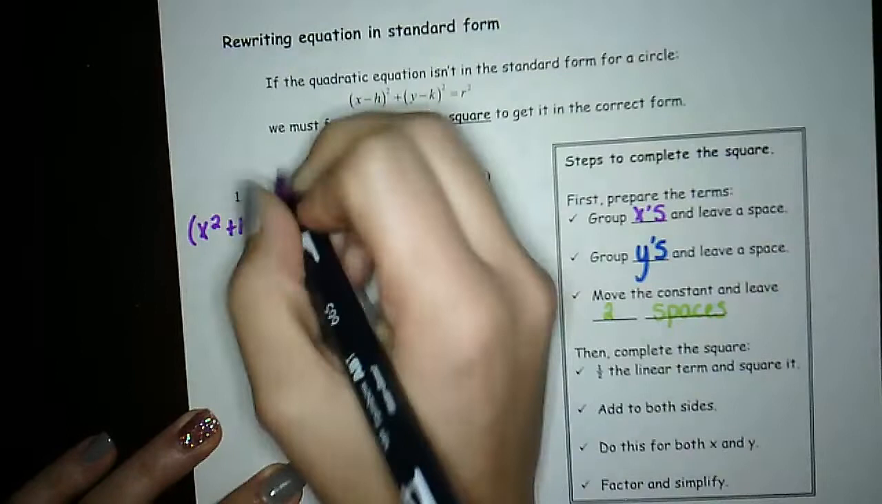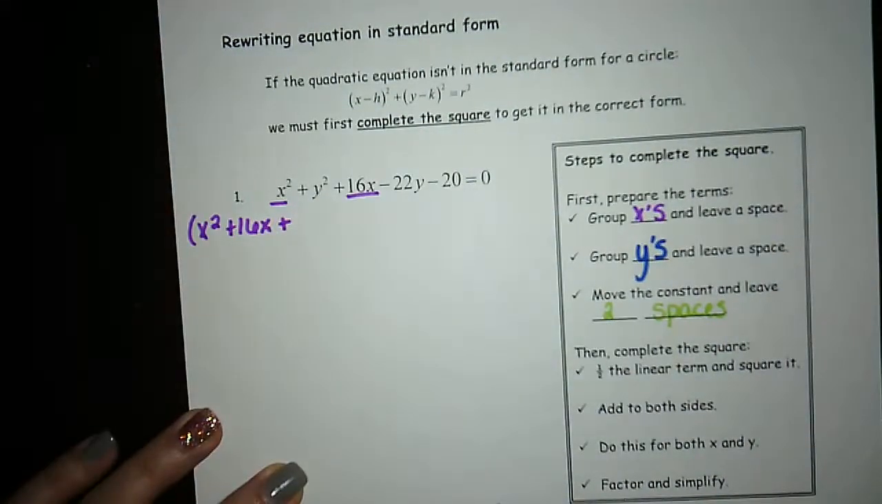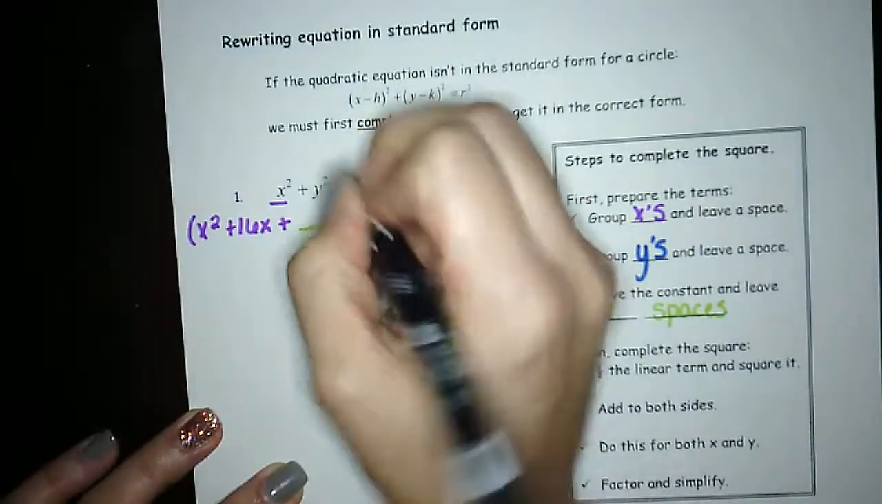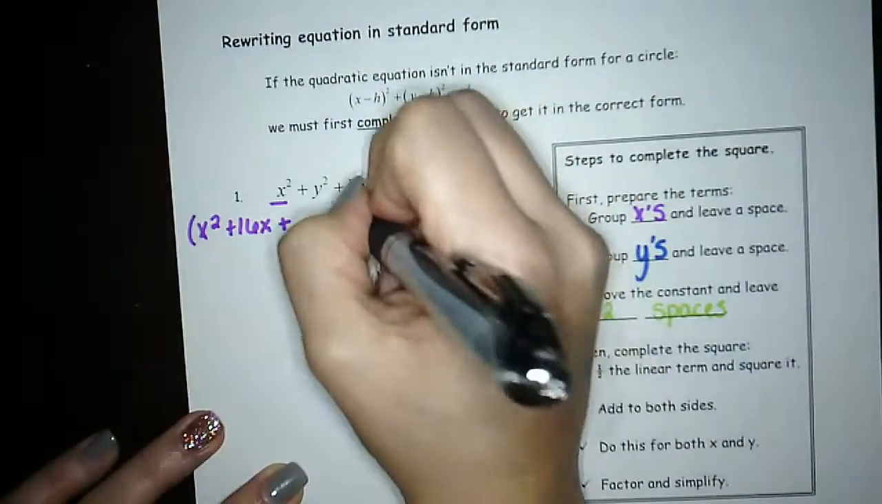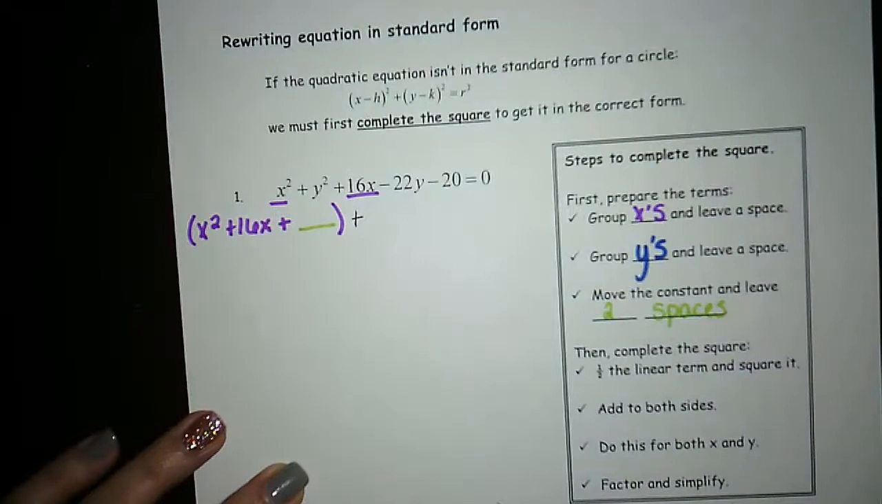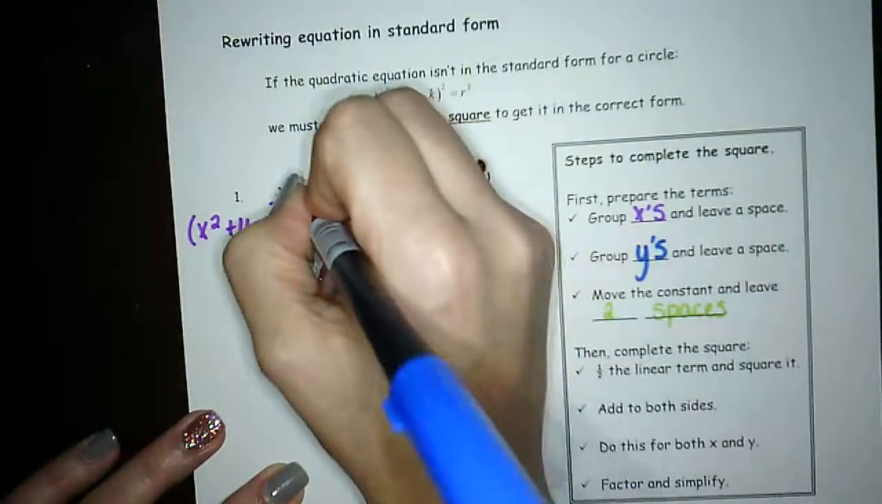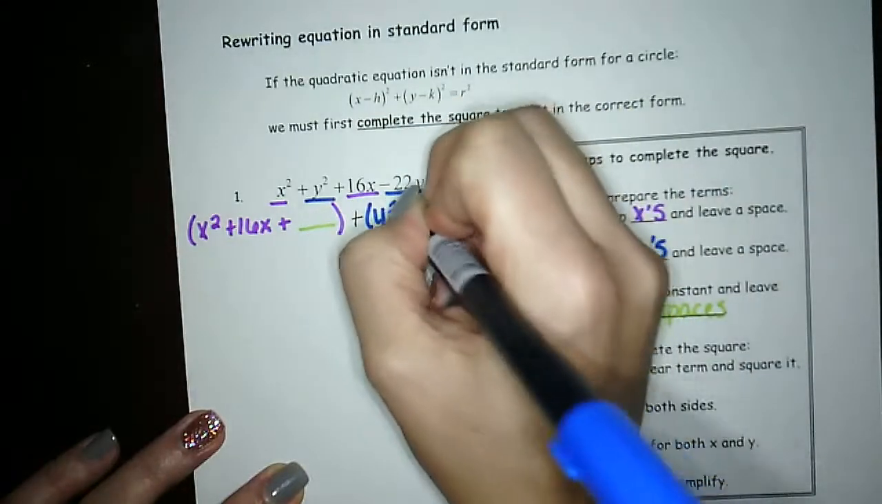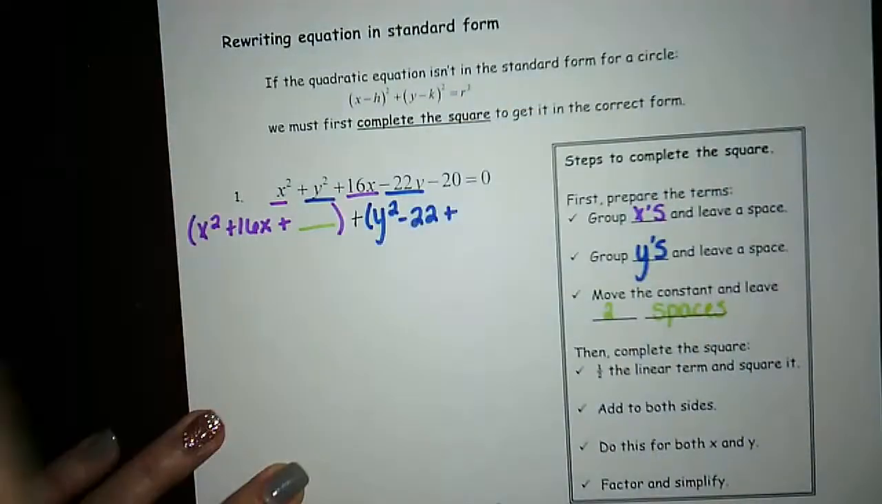And this says we're going to leave 2 spaces. We're going to leave one with the x, and we're going to leave one with the y. So we're going to group our y's now. We have y squared minus 22y. Another space.